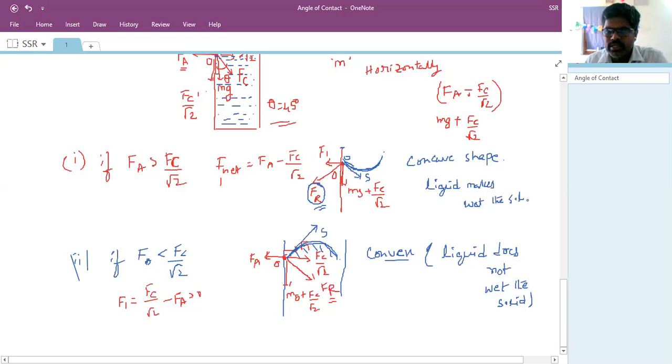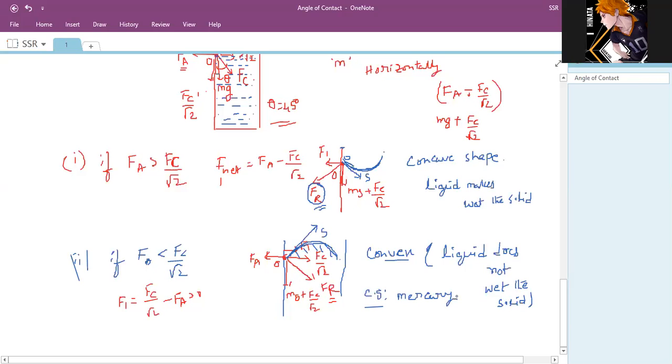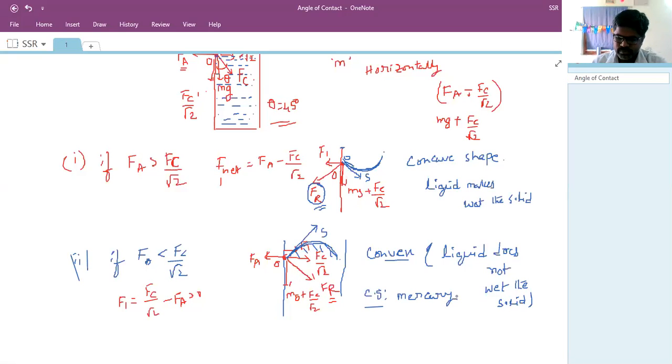An example for the above case is water. Water in a tumbler will make wetting of the solid. The convex shape means the liquid does not wet the solid. An example for this is mercury. You have observed that mercury does not wet the solid surface. So this is about understanding the convex and concave shaped meniscus, the free surface of the liquid.